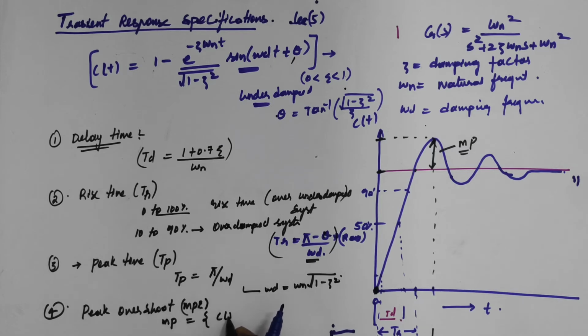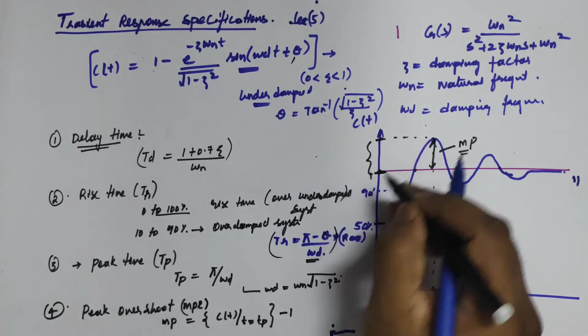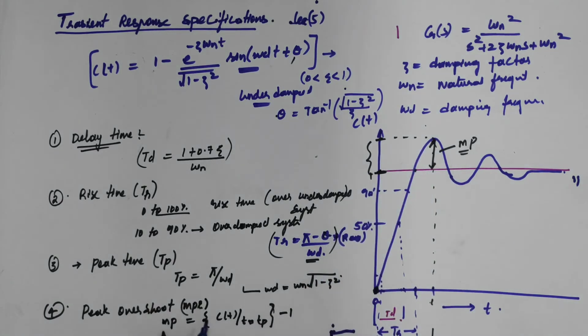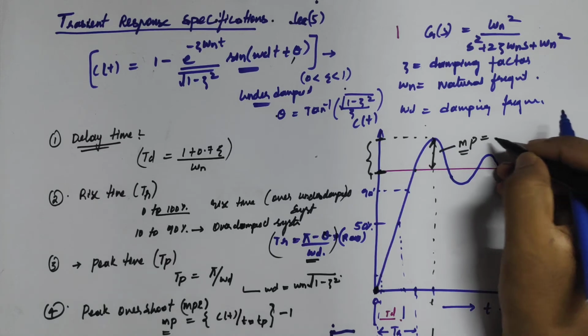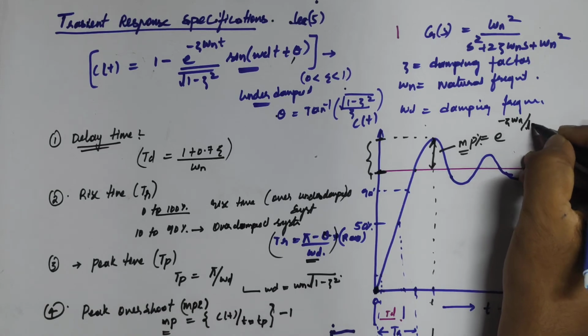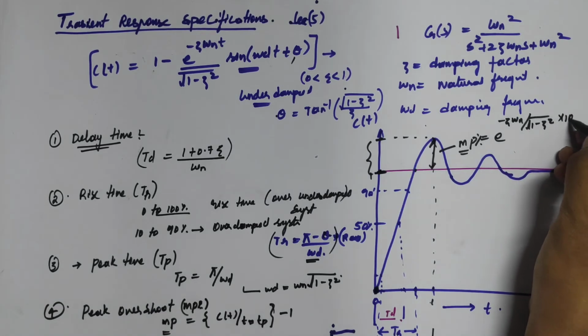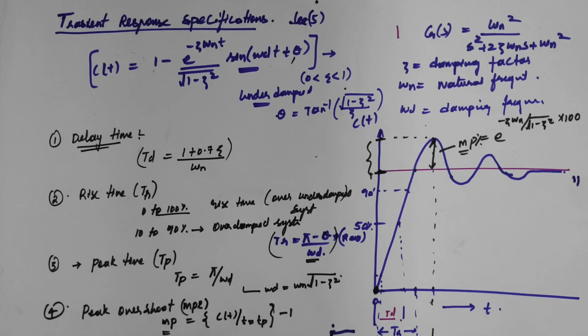So for the response c of t, if we substitute t equal to tp and subtract the reference input 1, this error value is called the peak overshoot. For finding the error percentage of peak overshoot, we have the formula e power minus zeta pi by root over 1 minus zeta square into 100. So we have seen four time specifications.